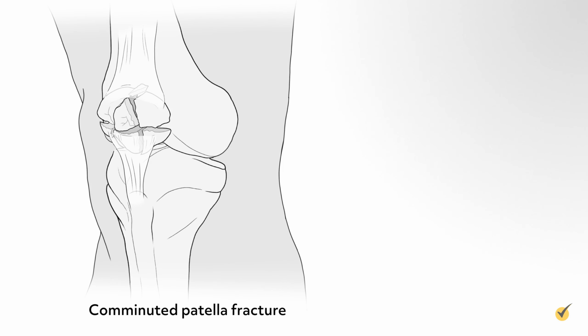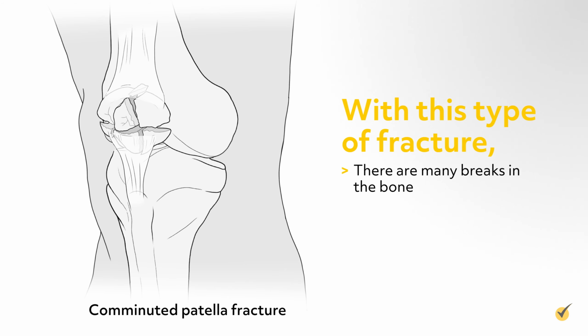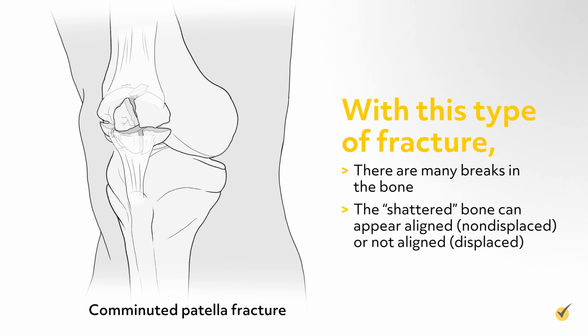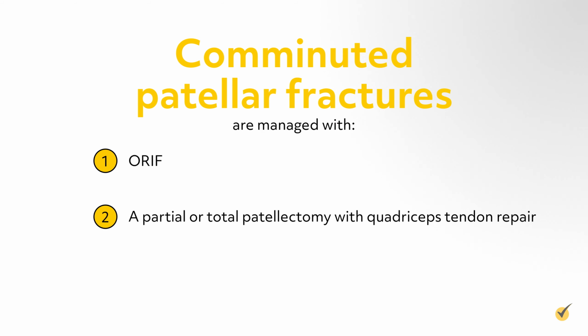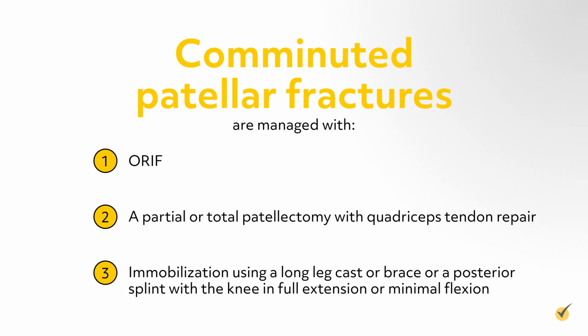The final type of patellar fracture we'll be looking at is the comminuted patella fracture. With this type of fracture, there are many breaks in the bone. The shattered bone can appear aligned, or non-displaced, or not aligned, displaced. Comminuted patellar fractures are managed with ORIF, a partial or total patellectomy with quadriceps tendon repair, or immobilization using a long leg cast or brace, or a posterior splint with the knee in full extension or minimal flexion.